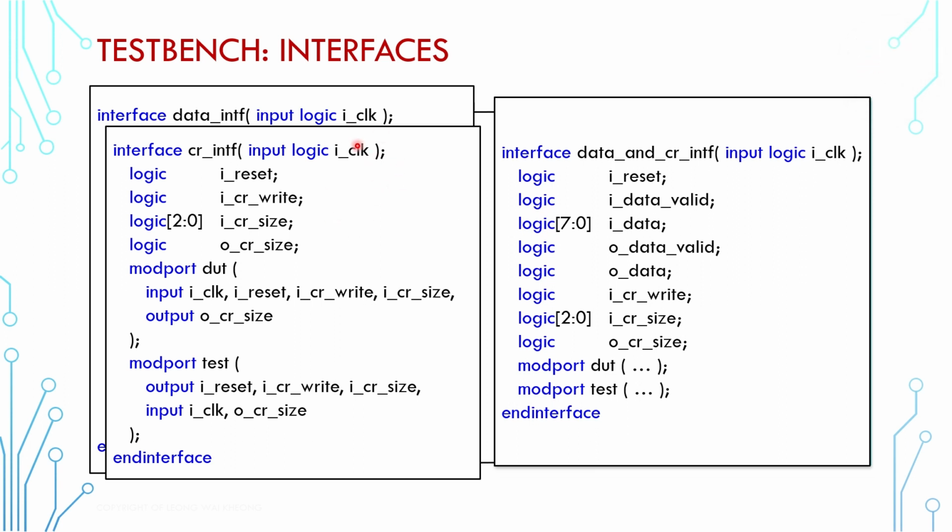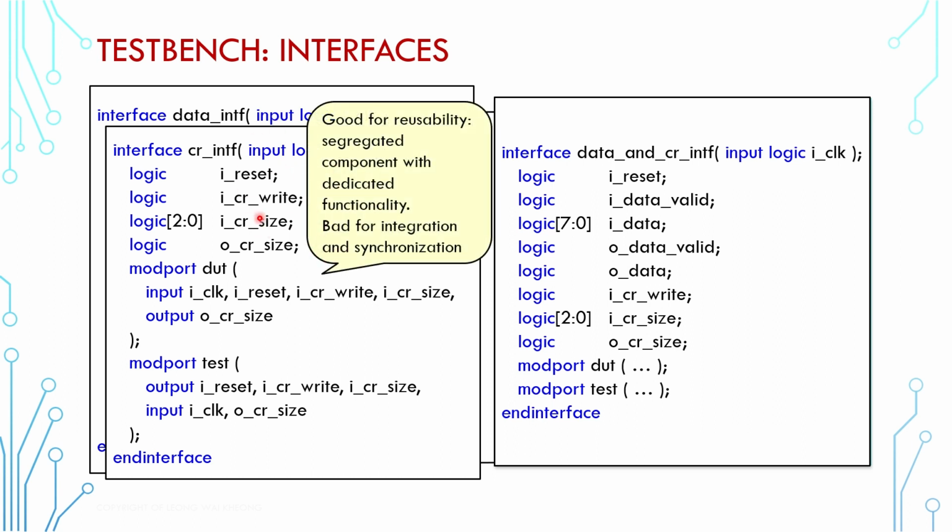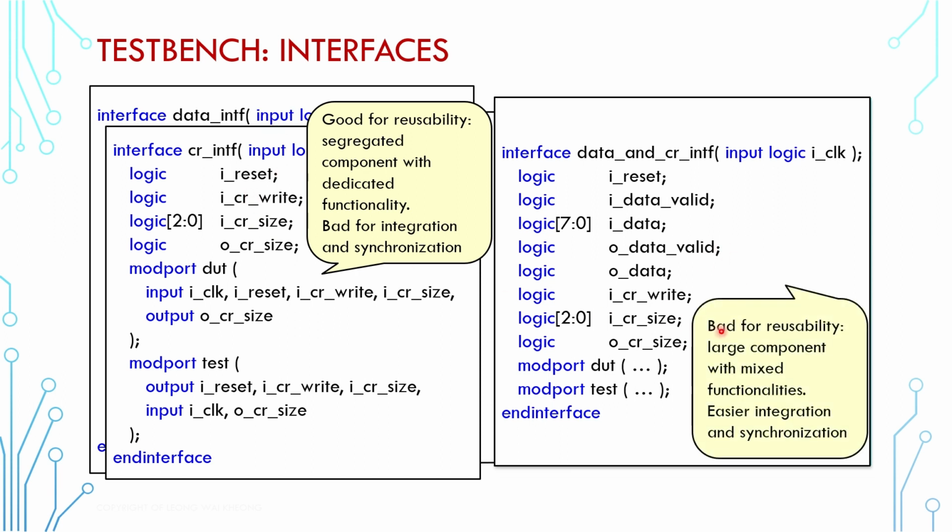Well, these two interfaces are segregated components with dedicated functionality. They are therefore easier to be reused, whereas this one is one big interface with mixed functionalities, which limits its reusability. Imagine if you have another design with a different functionality, but it has the same config register signals. The new design can then reuse this interface as compared to this one. However, having two interfaces means it's harder to integrate and synchronize them, whereas this one doesn't have the same problem. We'll be using these two interfaces in this series.